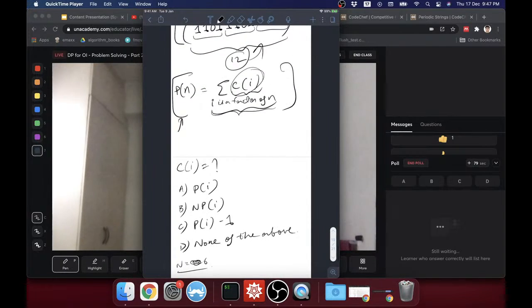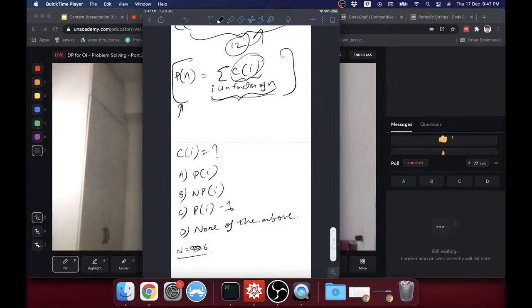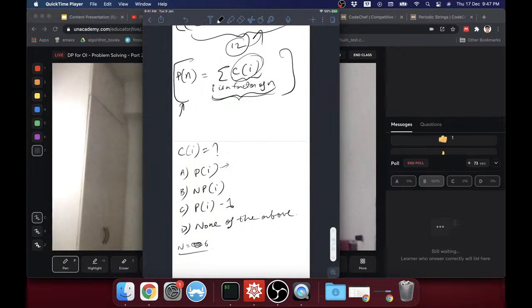P was number of periodic strings and NP was number of non-periodic strings, just for a reminder. Number of periodic of length i, number of non-periodic of length i. Okay, good. Yeah, that's correct. So this actually comes out to be NPi, number of non-periodic strings of length i.